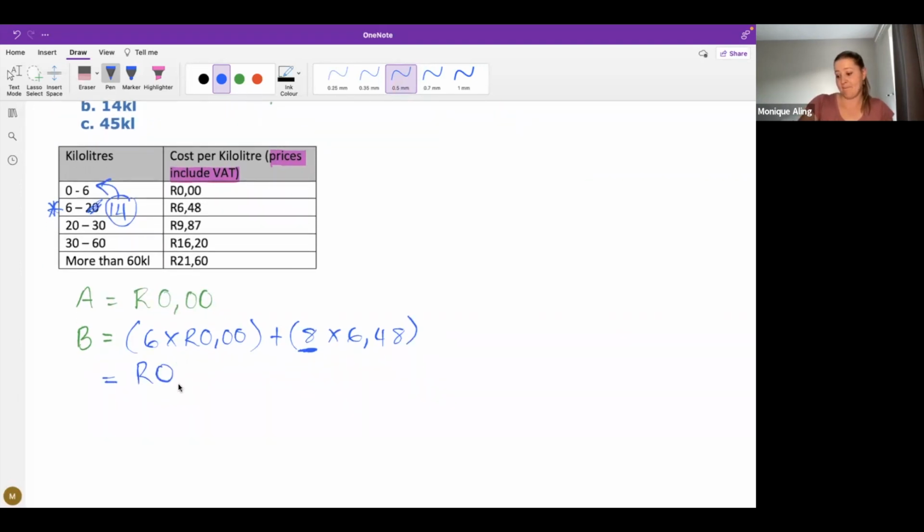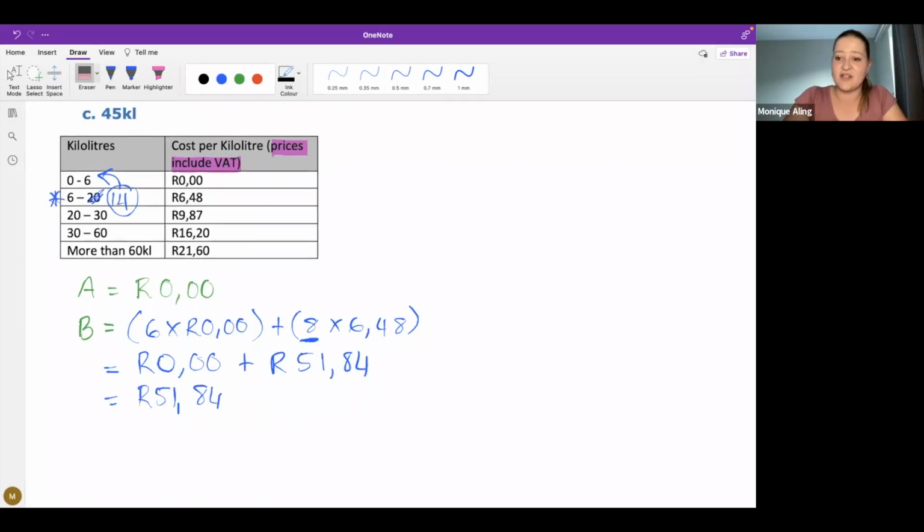I said 0 plus 51,84, equals 51,84. We stop right there because that is already included. Thank you, Bukhancho, for pointing that out. Everything else was great up until that point, but not a major issue.